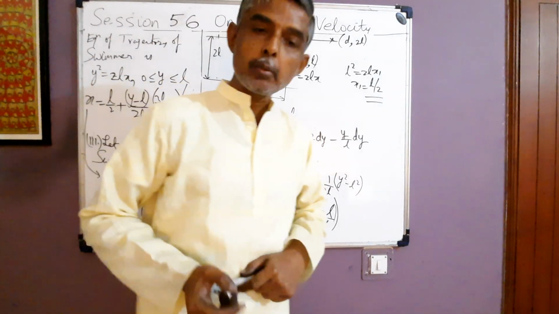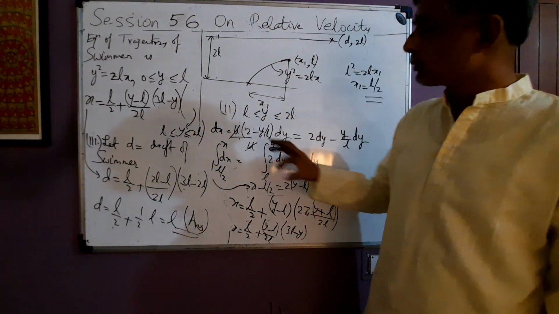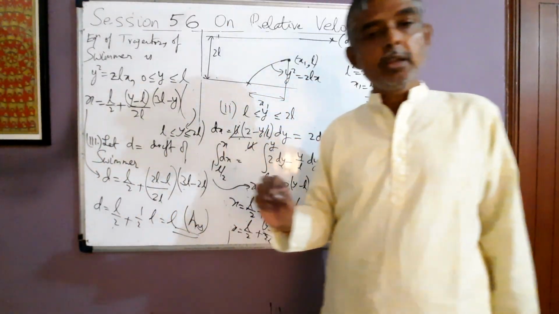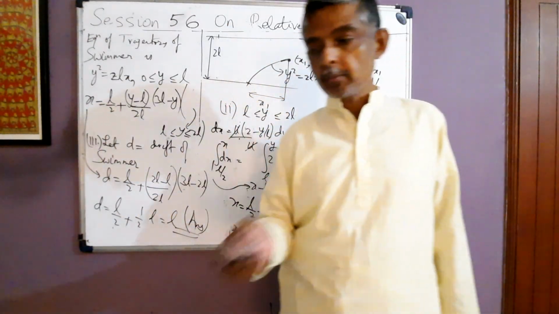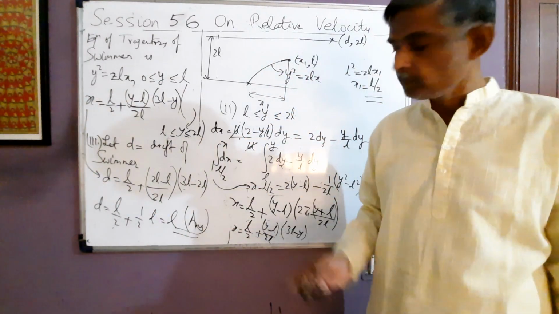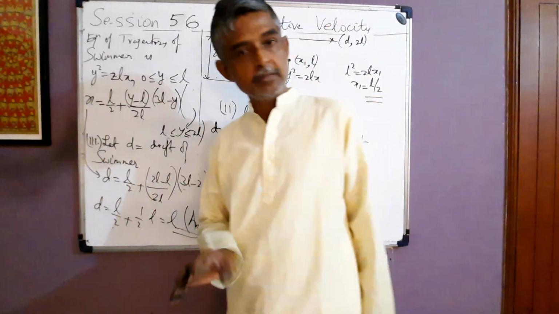So in this problem I have also demonstrated how to deal with relative velocity problems in which the flow velocity of the river is not uniform everywhere but changes from location to location. This is the method to be followed. Okay, fine. I close it here.